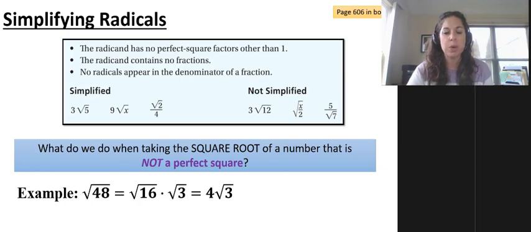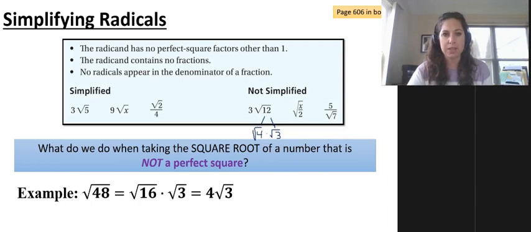If you look, 3 square root 5 is simplified. The reason is the square root of 5, there is no perfect square other than 1 that can multiply to get 5. On the other end though, if you look at 3 square root 12, we know some factors of 12, we could break that down into the square root of 4 times the square root of 3. The square root of 4 is a perfect square, so this is not simplified as much as it could be.